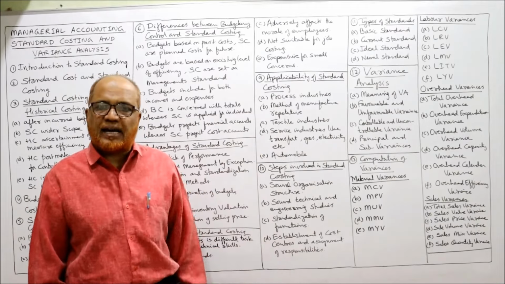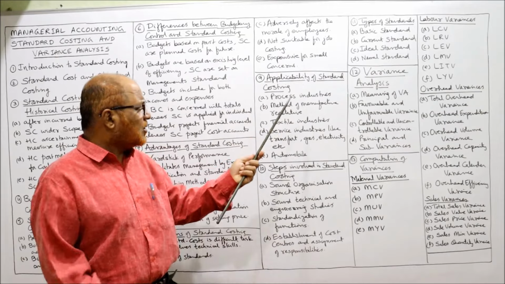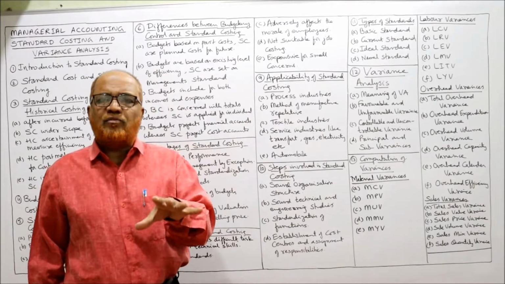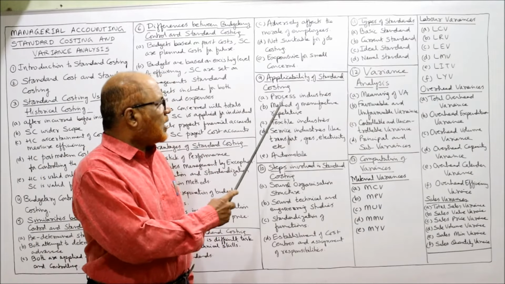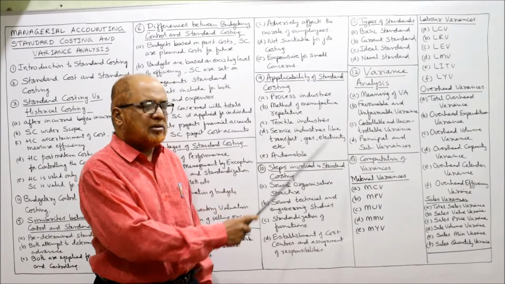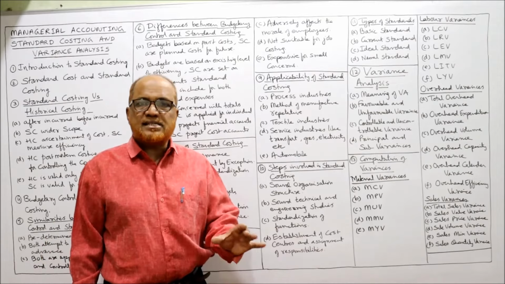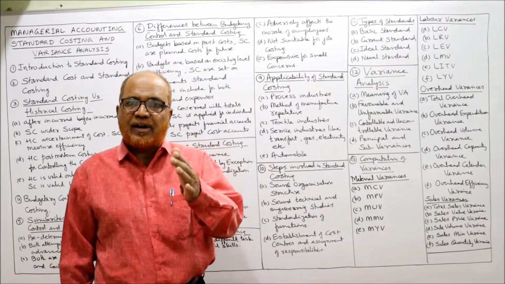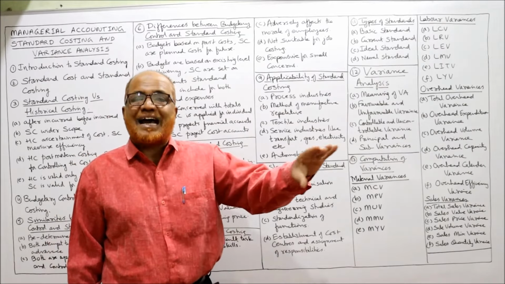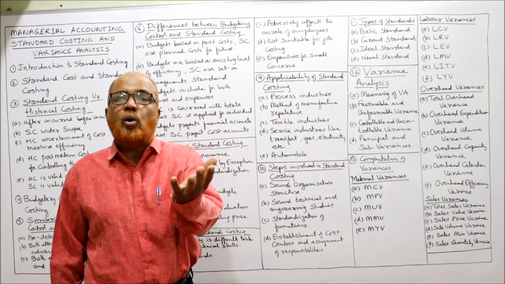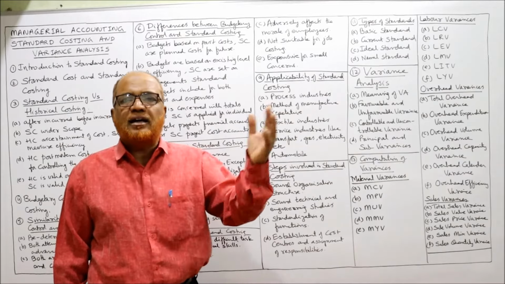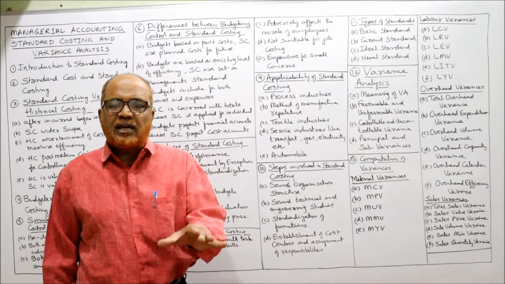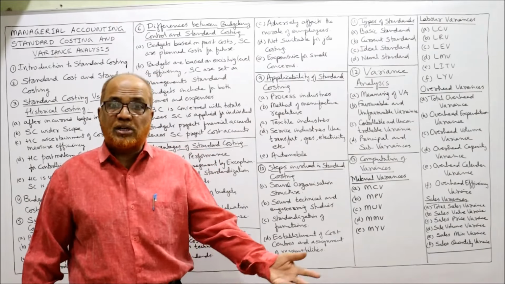Now, applicability of standard costing. Standard costing, where it will be applied. It will not be applied in every form of business organization. It will be more applied in process industries. Normally, in process industries, where the goods are produced in different stages, in different departments, everything is standard. The products produced are homogeneous, identical products, identical processes. So in case of process industries, this standard costing is suitable.